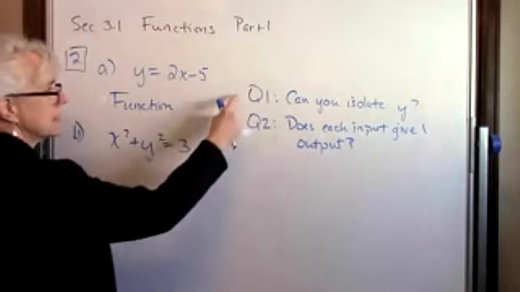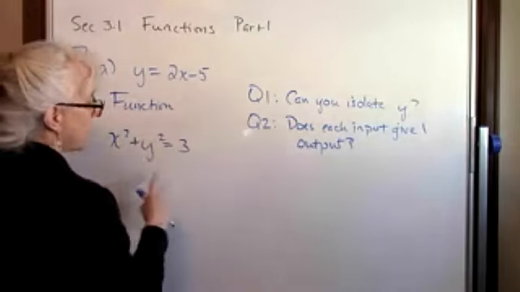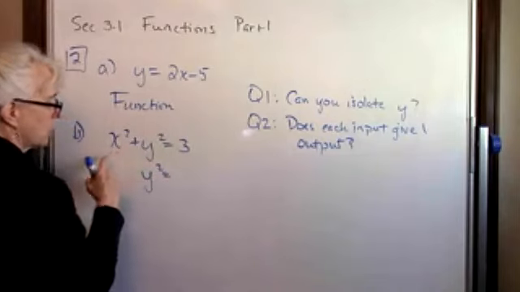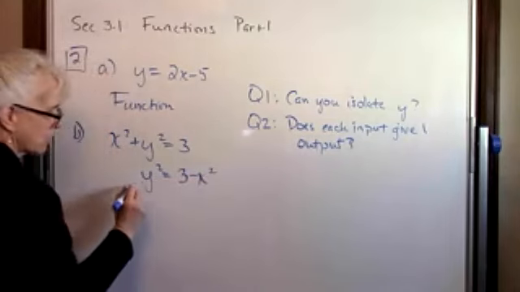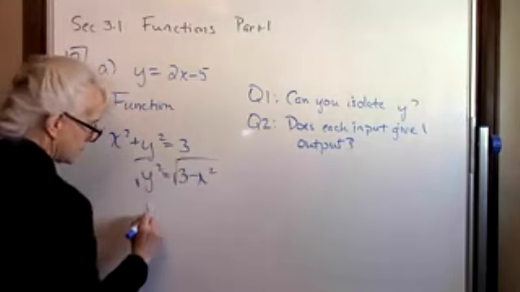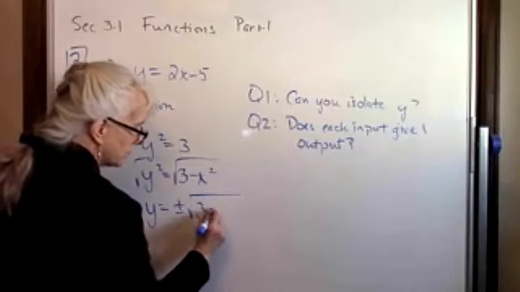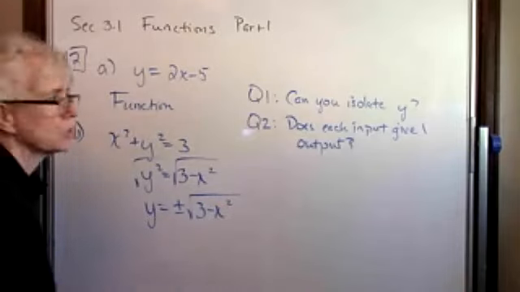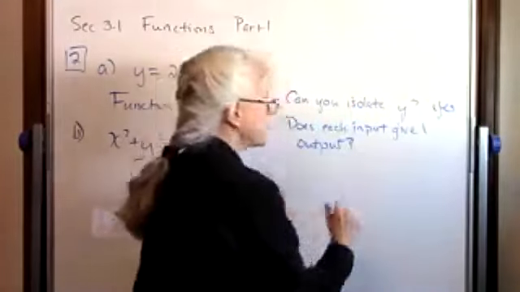This time, same 2 questions, but we have to do some manipulation. So the first thing we're going to do is come in and isolate y. We need to get the y by itself. Let's see if it's possible. So we'll move the x over. That would be 3 minus x squared. And then we're square rooting it both sides. So y is equal to plus or minus the square root of 3 minus x squared, because we're solving and we're taking a square root. So we definitely can isolate it. So that's a yes. However, what about that second question?